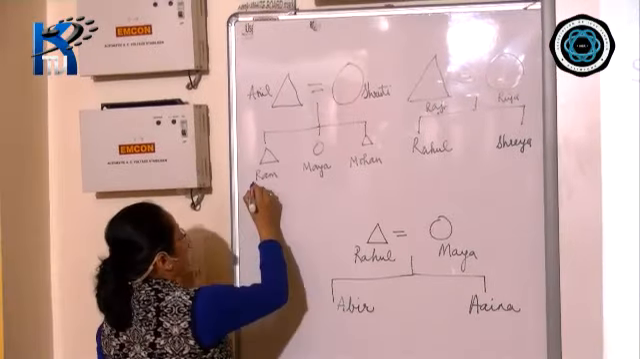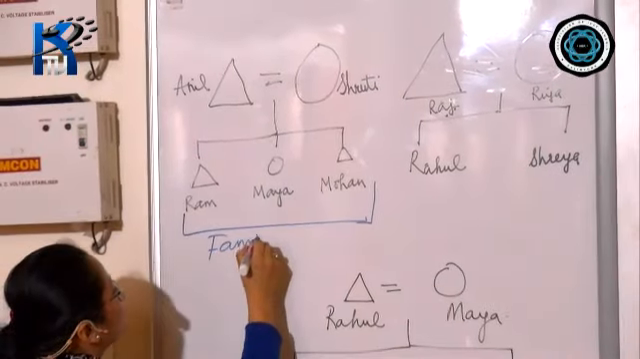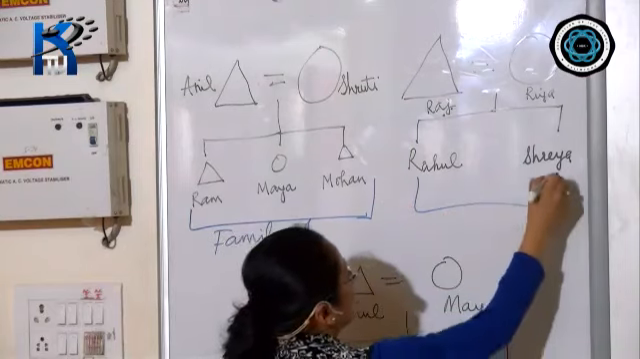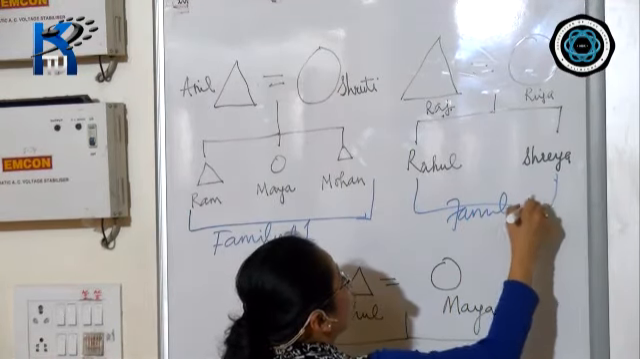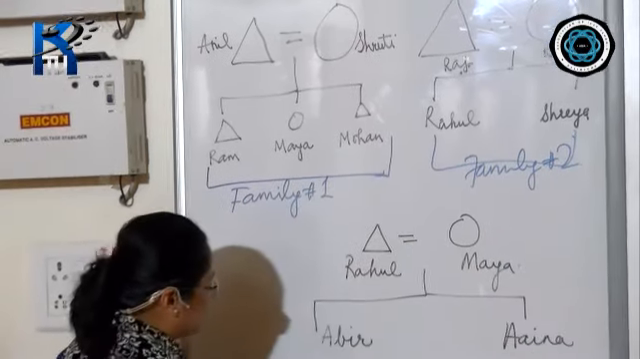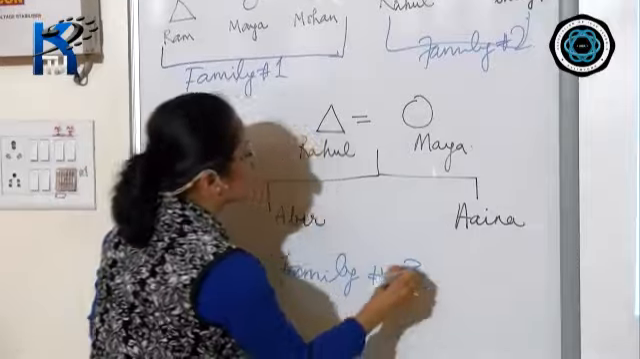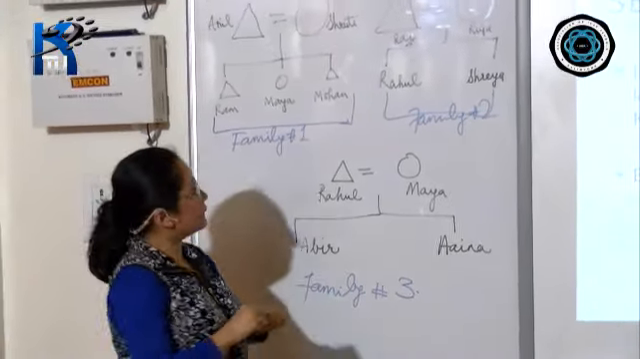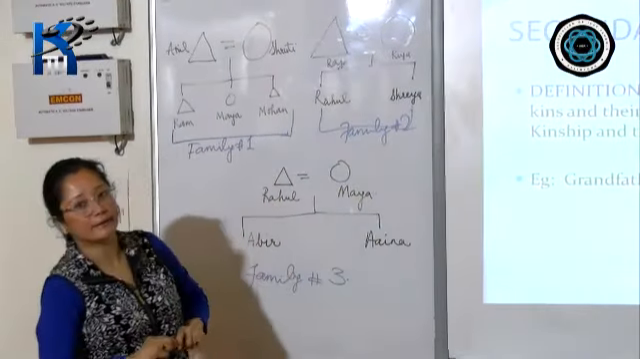In this diagram, this becomes family number 1. This is family number 2. And then the last one is family number 3. So we have 3 families here. The reason why I have made this diagram is to explain to you who are the secondary kins.